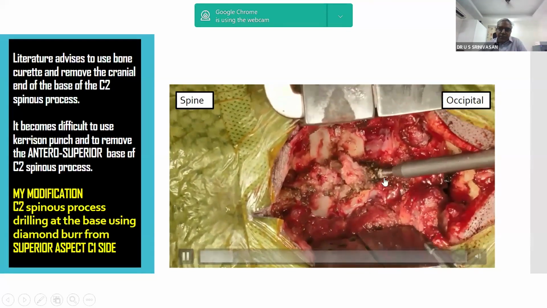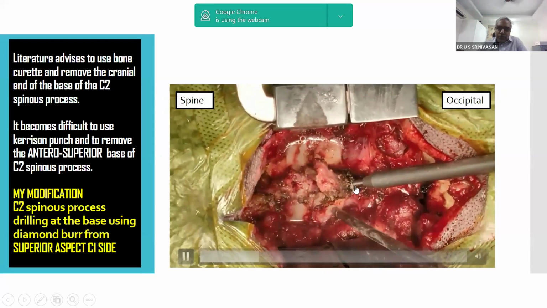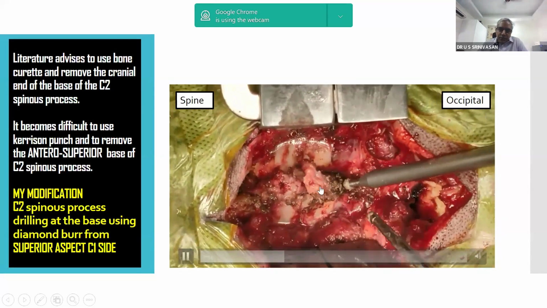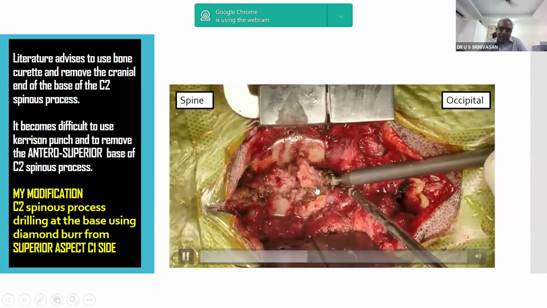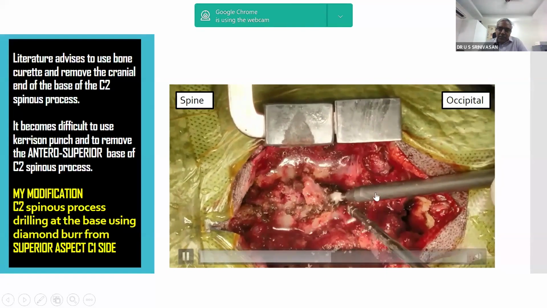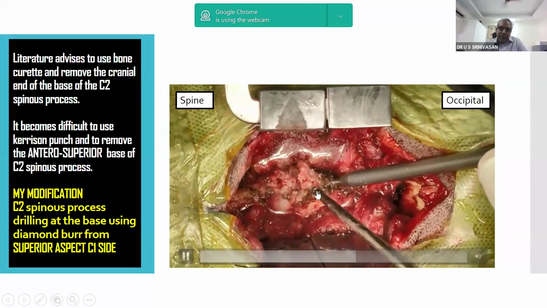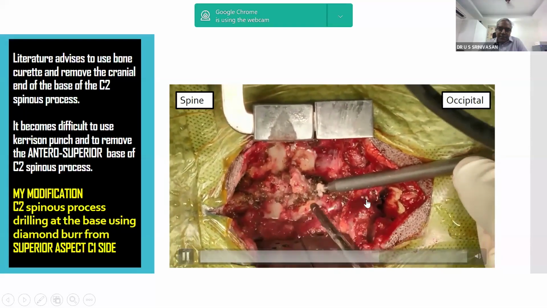You can see I don't use a Kerrison punch. Even now, I have not used any Kerrison punch. I use the drill again from the center. Identify the center. Soft tissue I kept so that muscles can be easily sutured later. So drill, again press it here. Keep pressing it as you go deeper. That is towards the spinal side. This is occipital side. This is the spine side. Keep pressing it.